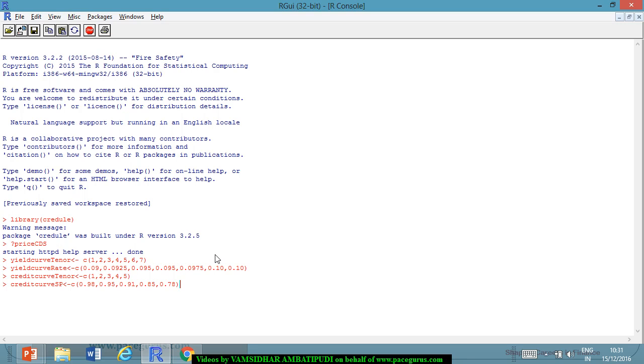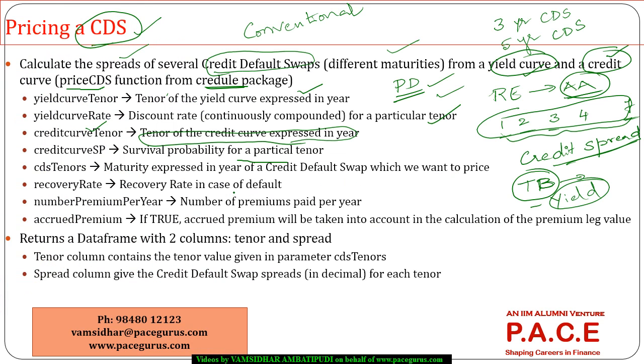Alright, so these are some of the numbers that I am willing to take as the credit curve survival probabilities over each of the periods. Probably this looks like a very heavy penalization for a AA kind of security, but just for example purposes I am typically taking those numbers.